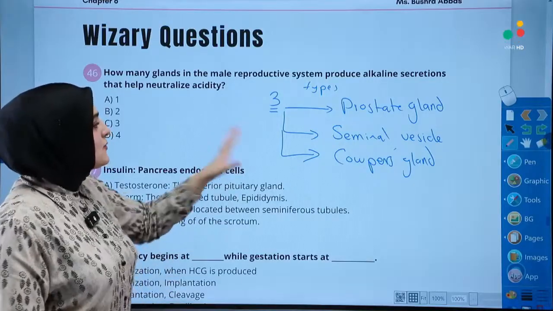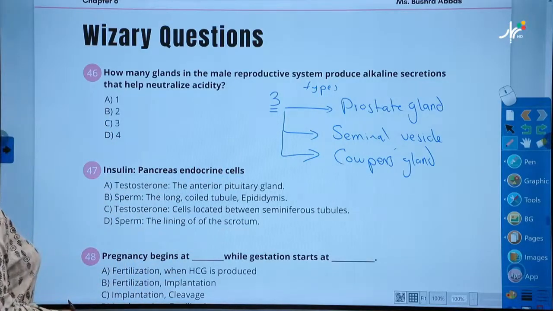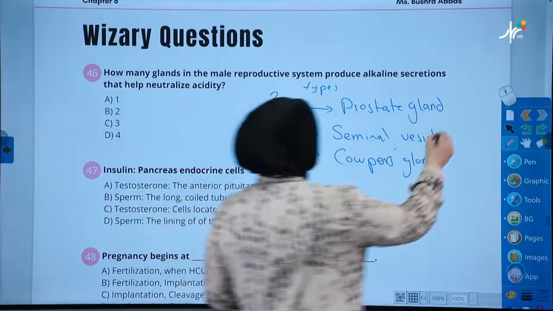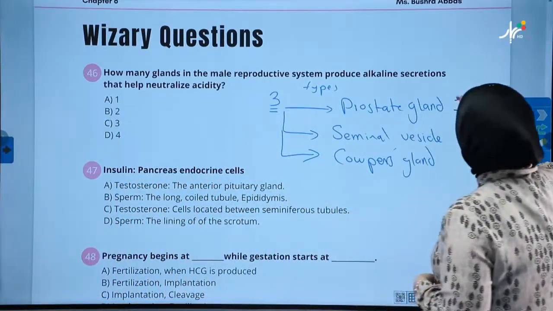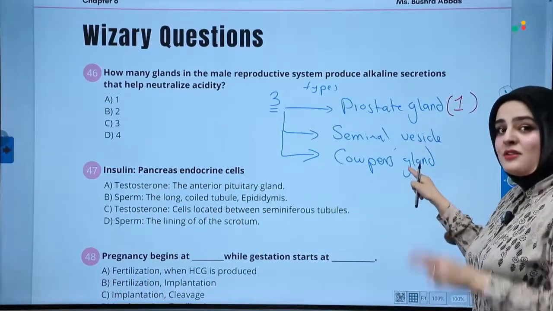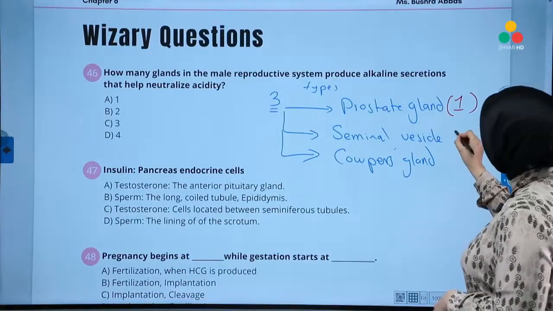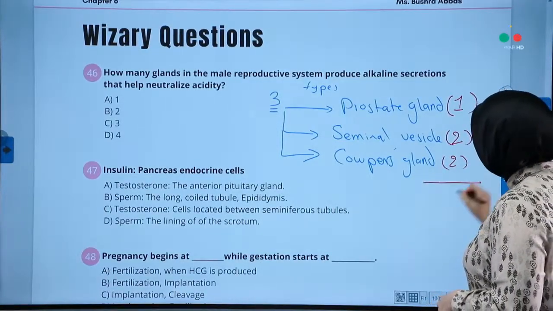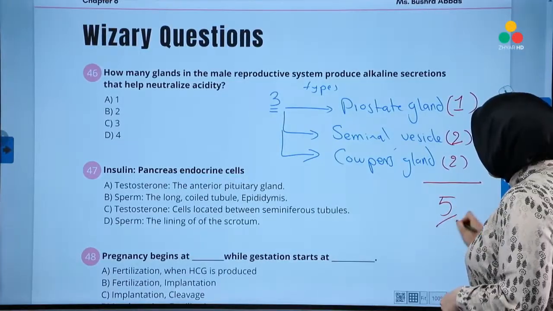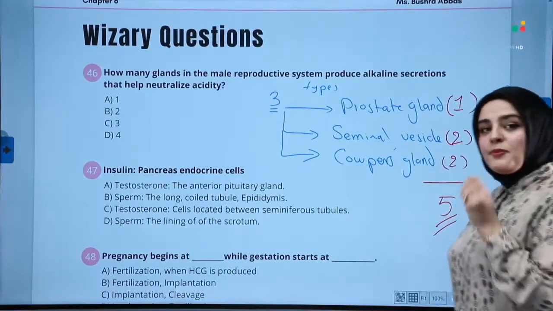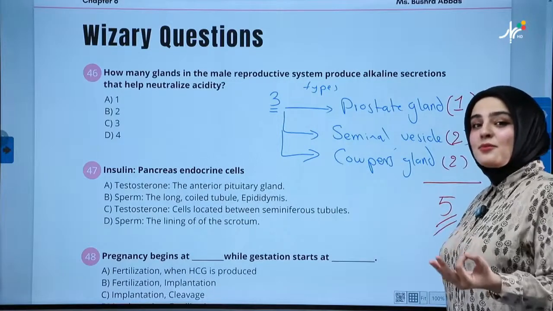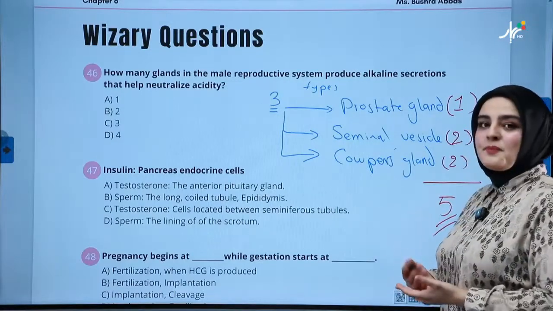But how many of these do we have first? See, we have 3 types, but the prostate gland is 1 in number, while these 2 come in pairs. We have 2 of these, 2 of these. The total is 5. We have 5 glands in the male reproductive system. It's not 3, it is 3 types, like we said.